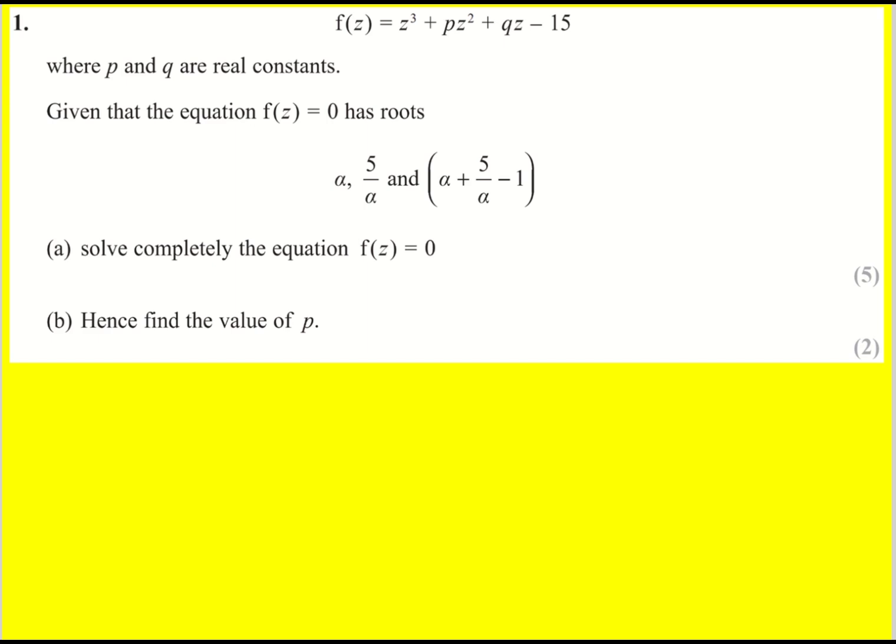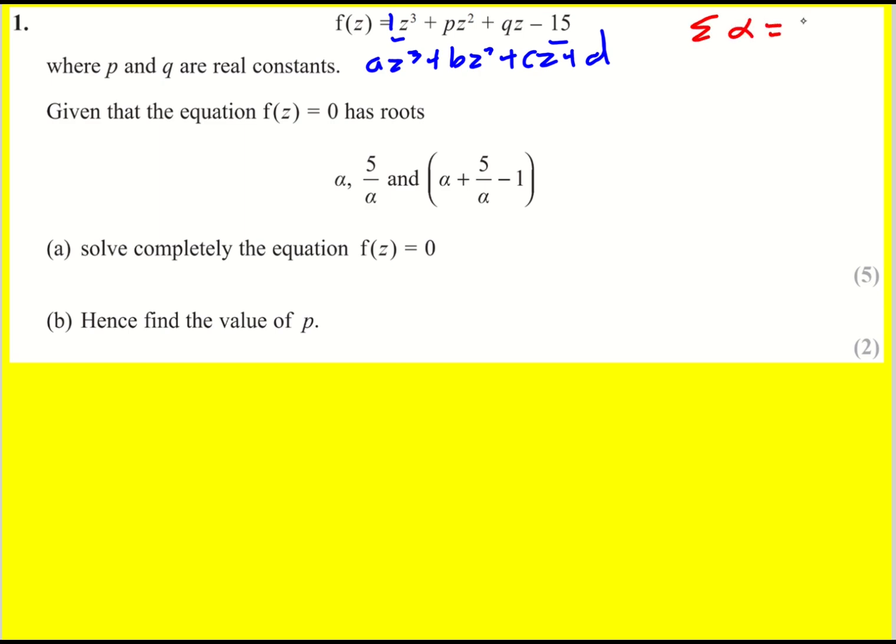What a lovely little roots of polynomials question to get us going in this paper. We're given a cubic, a couple of the coefficients. Remember, it's az cubed plus bz squared plus cz plus d in general. And here we're also given three roots, but they're all in terms of alpha. We're asked to basically find all the roots. So let's write down our formula.